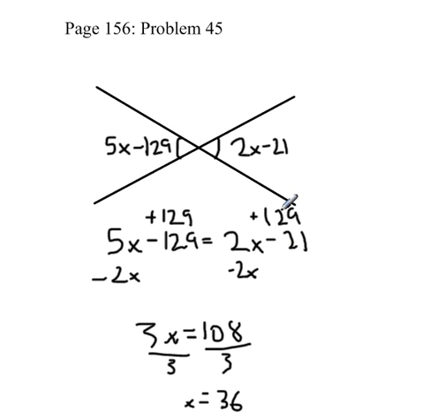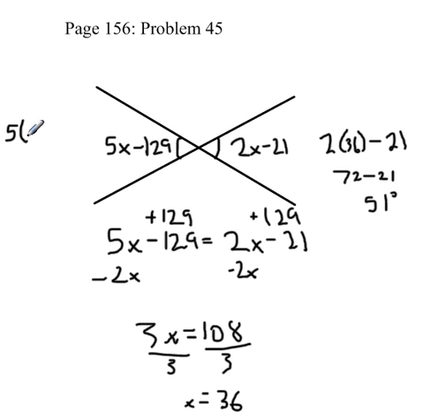Now take that 36 and plug it back into your x value. That's 2 times 36 minus 21. Now 2 times 36 is 72, and 72 minus 21 will give you 51 degrees. And if we did everything correctly, then this left side should also be 51 degrees.